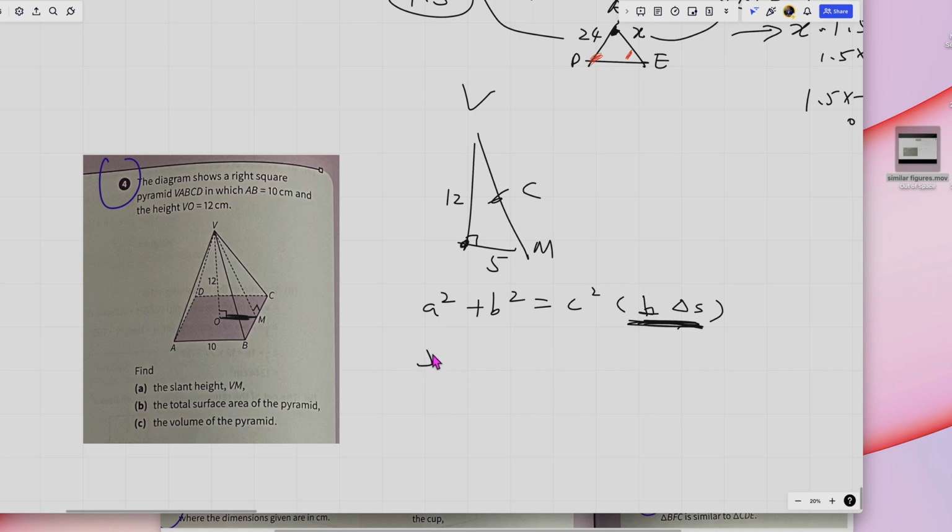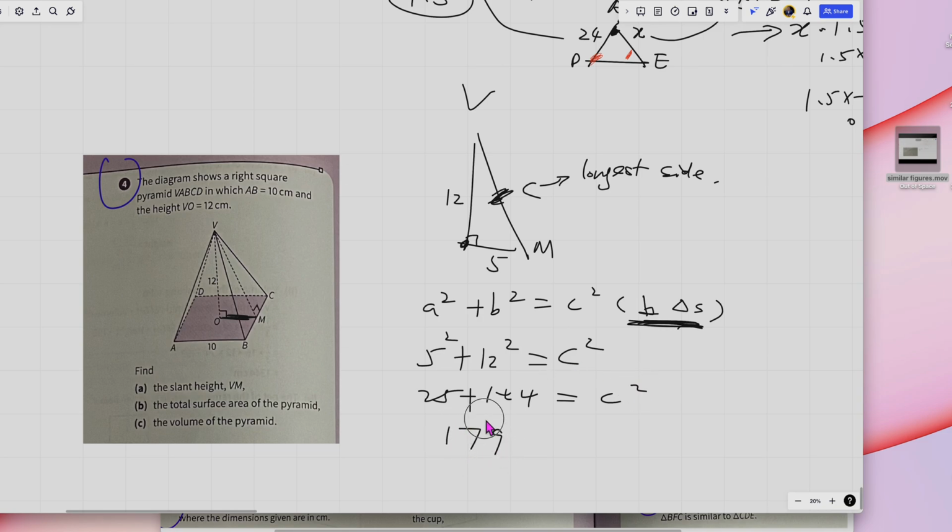So therefore you put the 5. This is your C, which is the longest side. So C is the longer side, that's why you put C here. The A and B are the other two. So this is 25, this is 144, so C squared is 169. Is it 13? C equals 13? You square root this, you get 13, right?